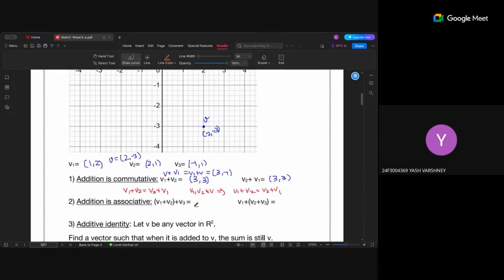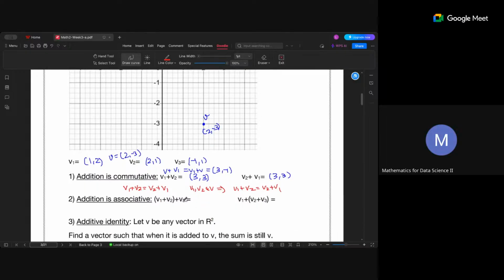Yes ma'am. And the next thing is that addition is associative. It means, first we will add v1 plus v2. What is v1 plus v2? We have already computed it: 3 comma 3. Now we are adding v3. What is v3? Minus 1 comma 1. So we get 2 comma 4.